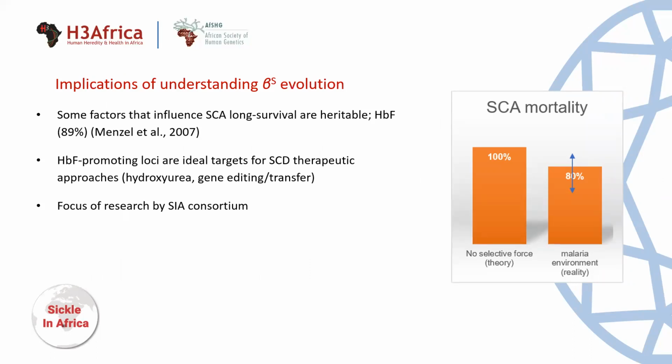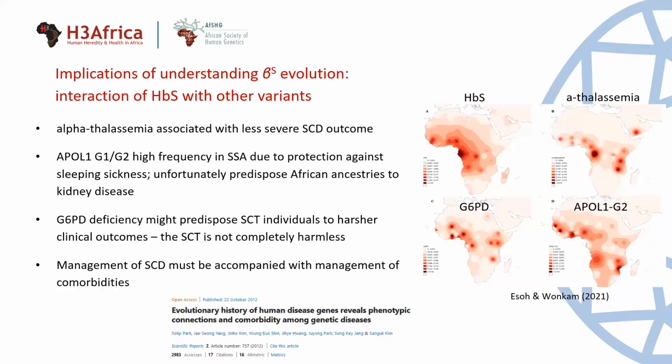The genetic factors that influence these traits may be ideal targets for therapeutic approaches. This is an area of particular interest and therefore the focus of research by the Sickle in Africa Consortium. Also, the interaction of the sickle cell mutation and other gene variants under adaptive selection in sub-Saharan Africa can either increase or decrease sickle cell disease severity. Therefore, the management of sickle cell disease must take into account these comorbidities.